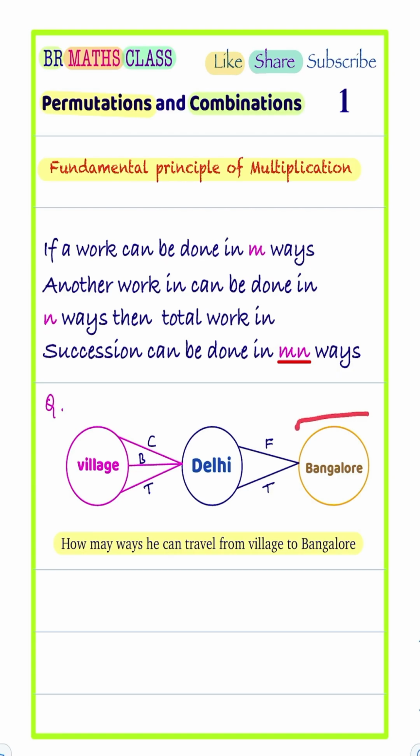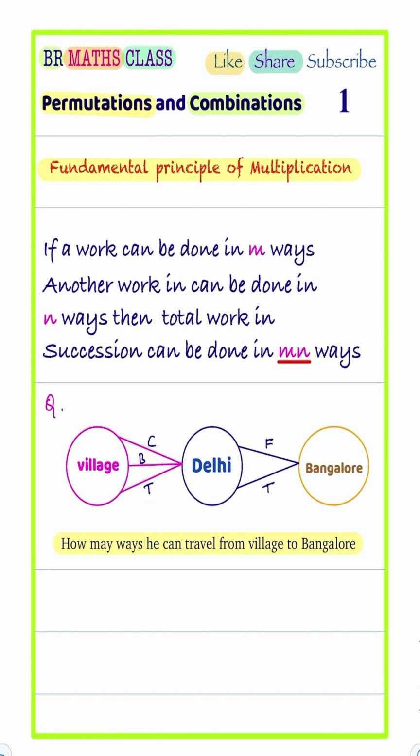A person wants to attend an interview which is at Bangalore. For that, he needs to travel from his village to Delhi and Delhi to Bangalore. To travel from his village to Delhi, he has three modes of transportation. He can go by car, he can go by bus, he can go by train.